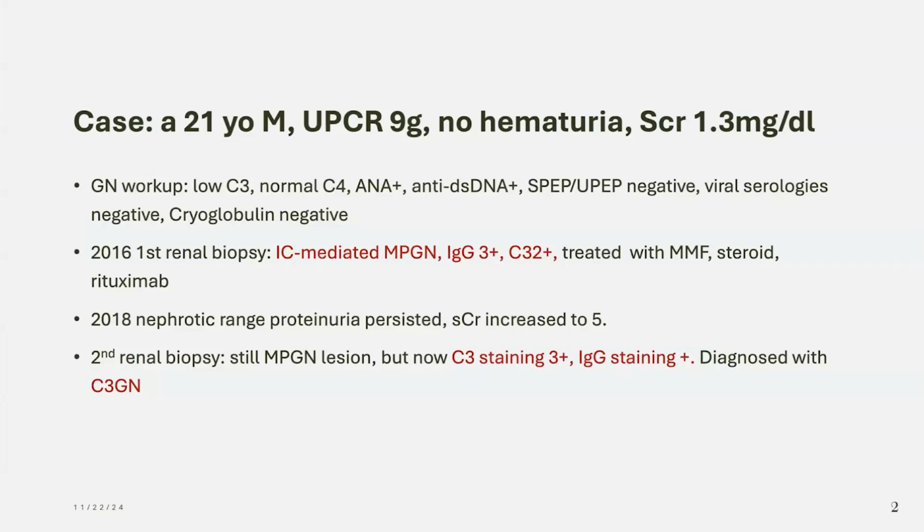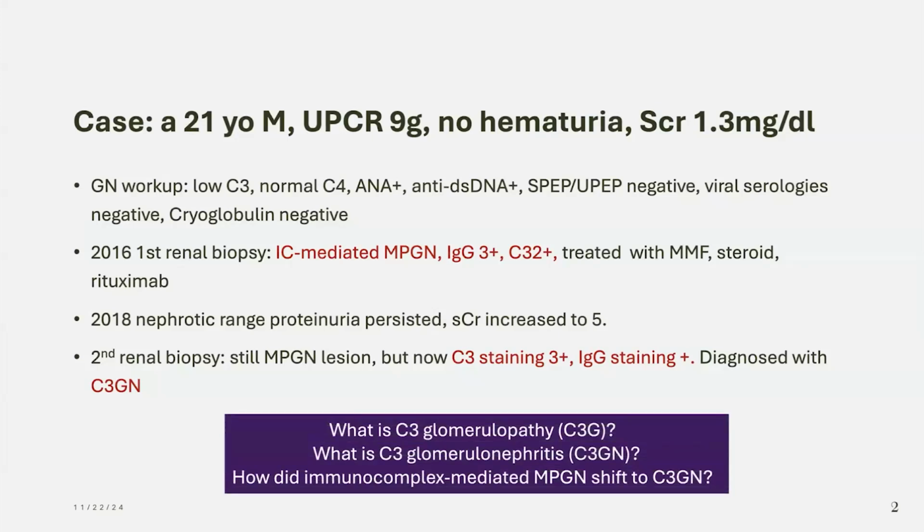Two years later, patient still had persistent nephrotic range proteinuria, creatinine increased to 5, so the patient had a second renal biopsy. Still showed MPGN lesion, but now with the C3 staining 3+, IgG staining 1+. He was diagnosed with C3GN this time. So what is C3G? What is C3GN? How did immunocomplex-mediated MPGN shift to C3GN?